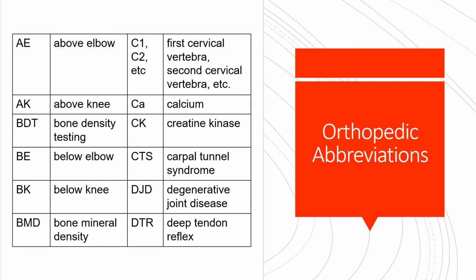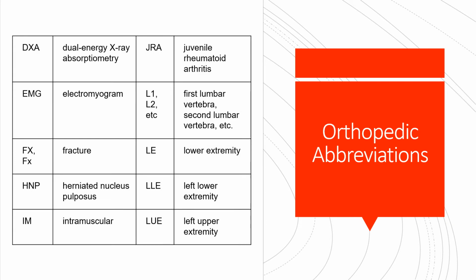Ca refers to calcium, and the a is lowercase. CK, creatine kinase. CTS, carpal tunnel syndrome. DJD is degenerative joint disease, and then DTR is deep tendon reflex. DXA, dual energy X-ray absorptiometry. EMG, electromyogram. FX, fracture. HNP is a herniated nucleus pulposus or herniated disc. IM, intramuscular, so sometimes you might get an IM injection. JRA, juvenile rheumatoid arthritis, meaning you would get arthritis while you're under 18.